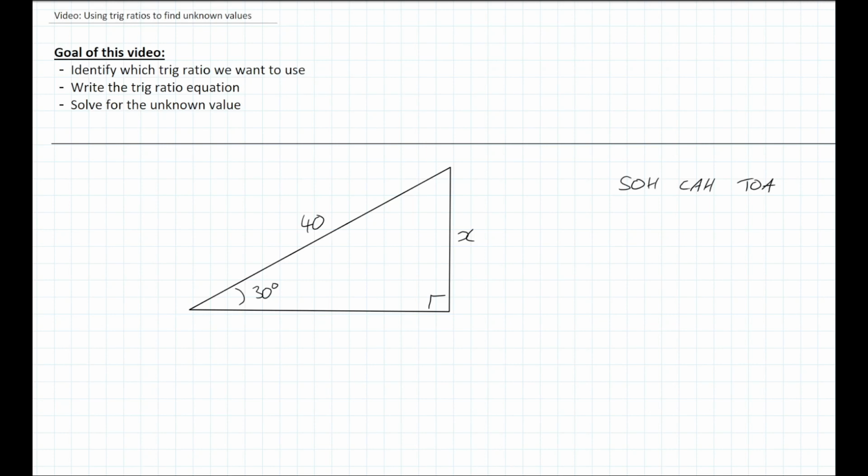The goal of this video is to identify which trig ratio that we want to use, write the trig ratio equation, and then solve for the unknown value.